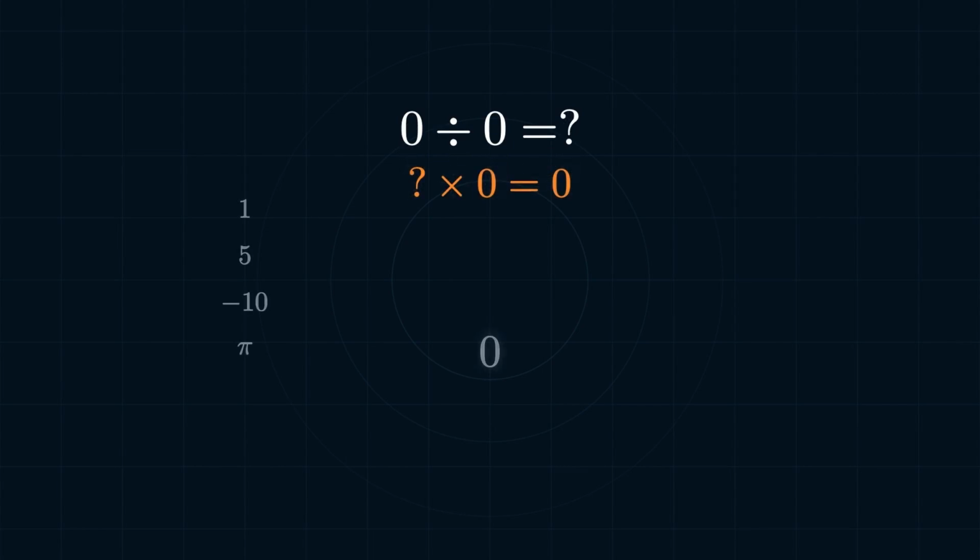0 divided by 0 is different. Now the reverse question is, what number times 0 gives 0? 1 works, 5 works, negative 10 works, pi works, every number works. That sounds helpful, but it is actually worse. A division result has to be a single value. Here, there is no unique answer. This is why 0 divided by 0 is called indeterminate.